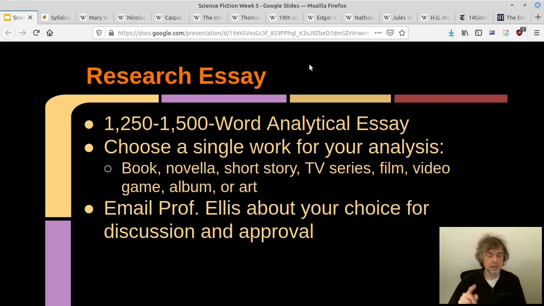That doesn't mean that you can't bring up some of the things that we read in class as counterexamples or examples to refer to, but the main topic of your paper needs to be a science fiction story, in a film or a novel, short story, TV series, video game, album, like music, or even art that you focus on. You choose what that is.